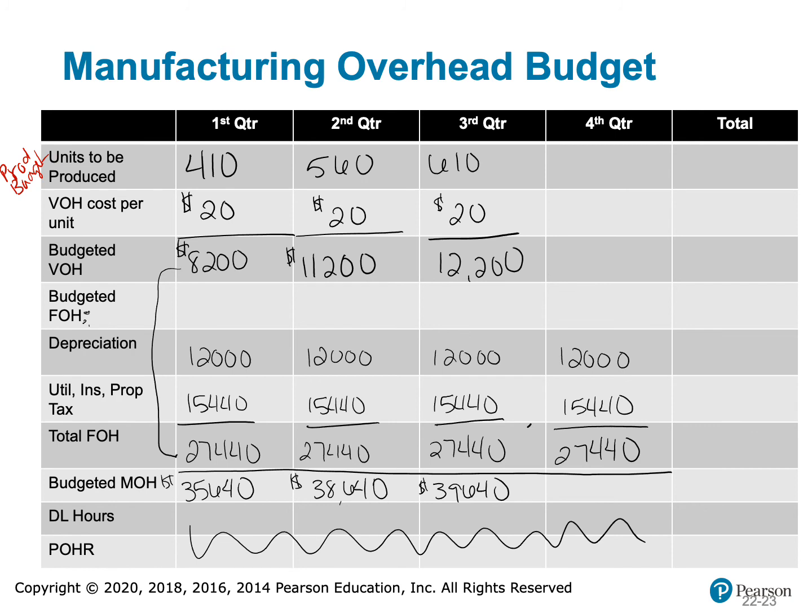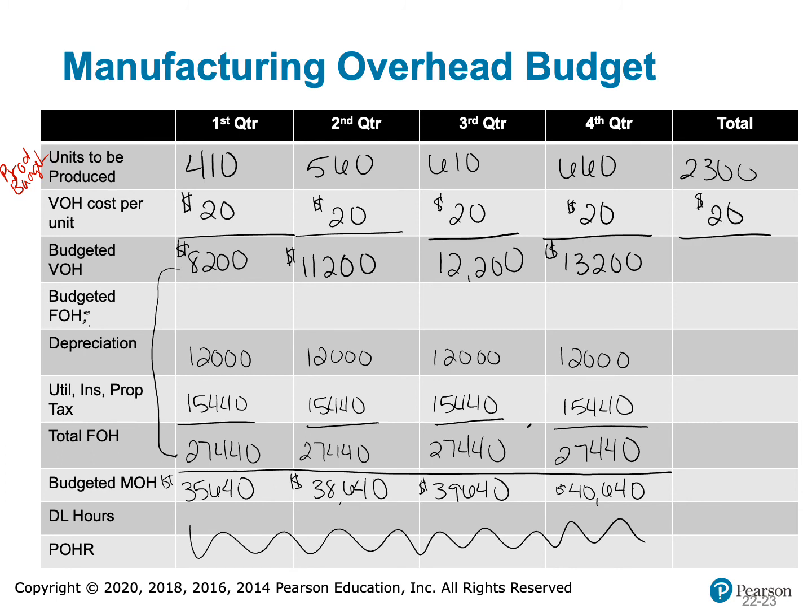And quarter four is the 660 that we expect to produce in quarter four, multiplied by $20 a unit, which is 13,200. Add that with our 27,440, and we get 40,640. So when I look at my total column, I still expect to produce in total 2,300 units.